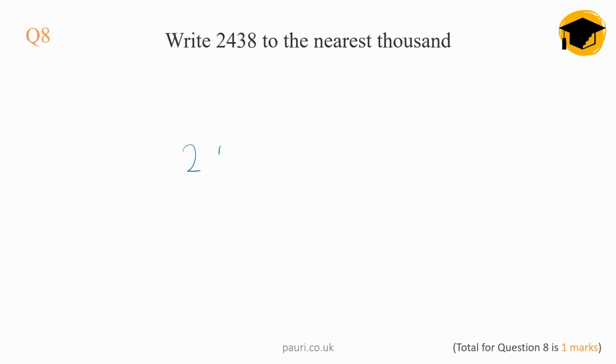Next question, 2,438 to the nearest 1,000. Put an arrow at the 2, which is in the thousands column. Is the next one 5 or above? No, it's not. This number is closer to 2000 than it is 3000.